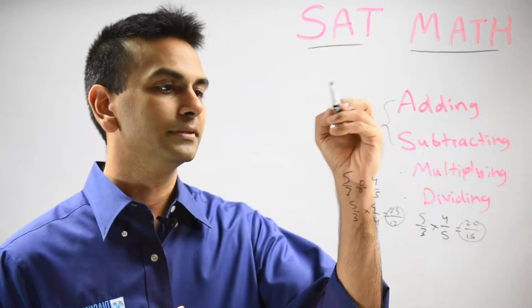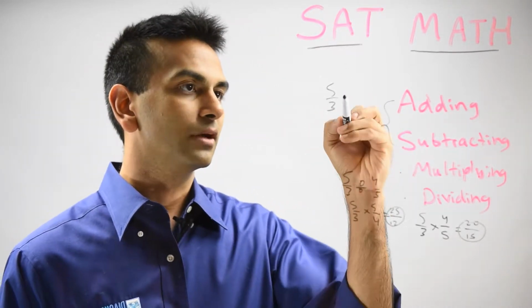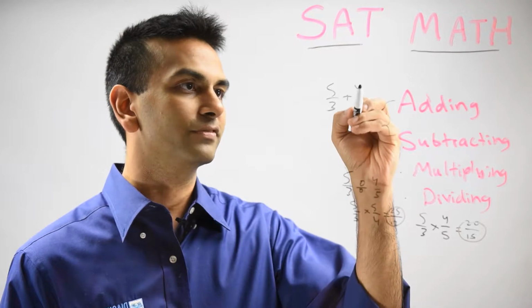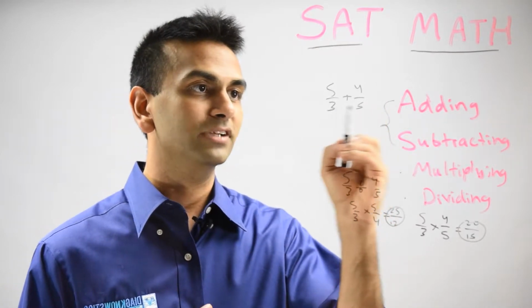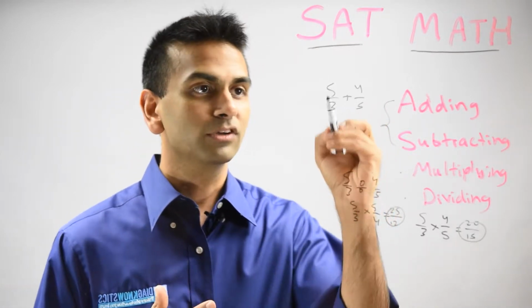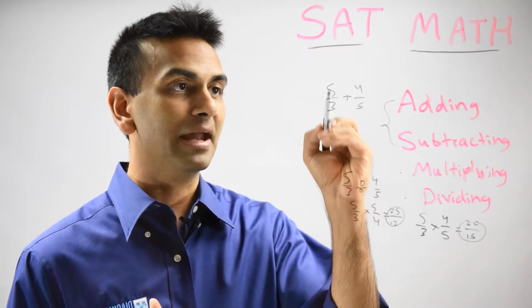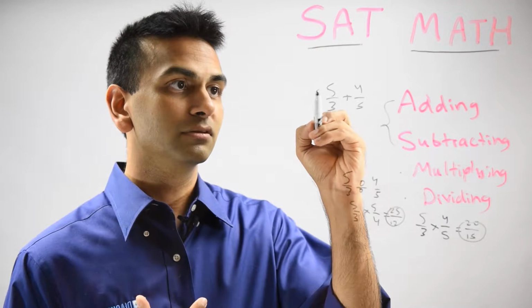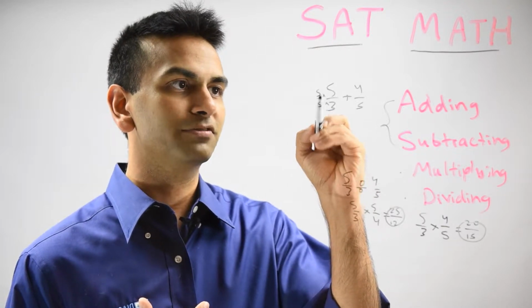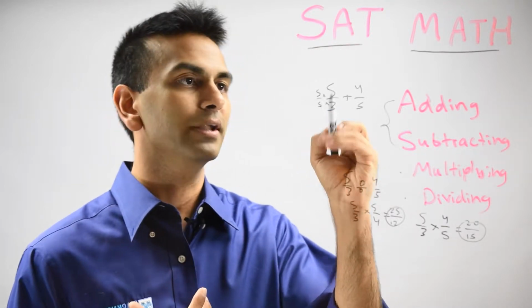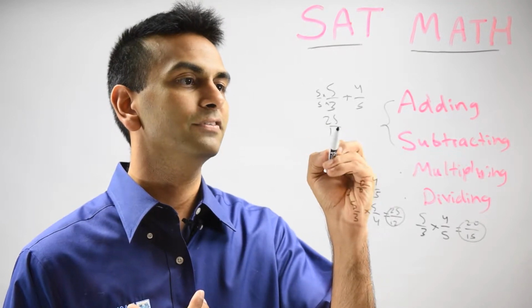So with this one, what if it was 5/3 plus 4/5? Then what you got to do is make sure the denominators are the same. So basically, one way to do that is you could multiply the top and bottom here by 5. Really, multiplying it by 5 over 5 is not changing its value. It's still 1. So that's going to be 25 over 15.